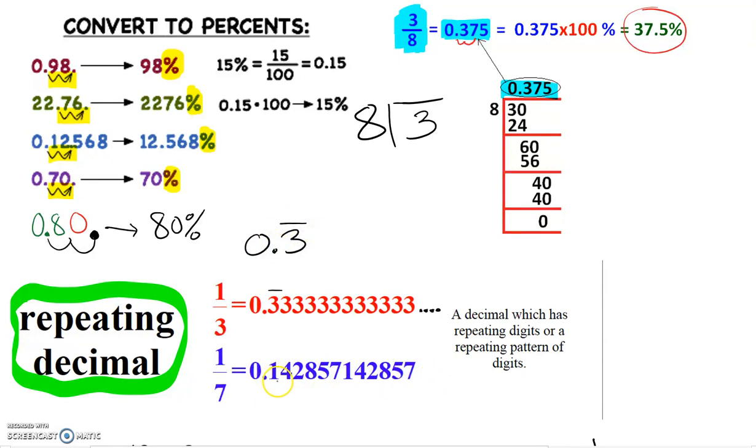What is the repeating part of this? 1, 4, 2, 8, 5, 7, 1, 4. There we go. So we're going to put our line here, and of course, we can write it as 1428857. But you absolutely have to have the line on top in order for someone to know it's repeating. Okay? Now, what happens if someone wants you to write this as a percent?